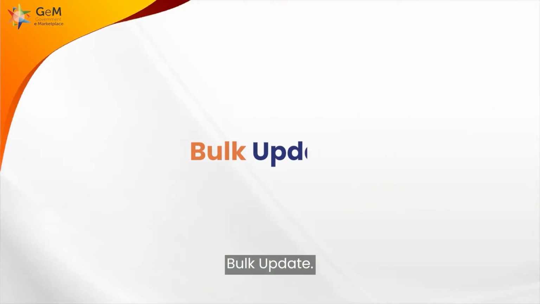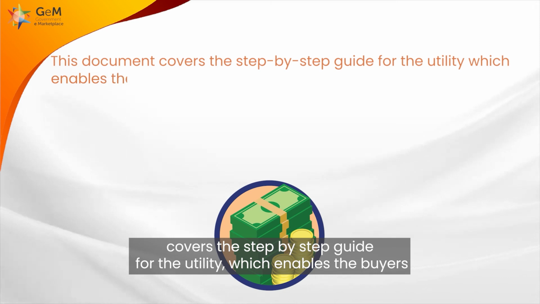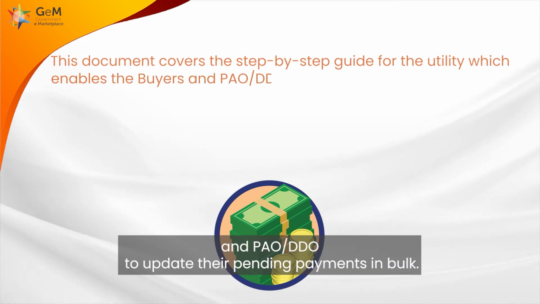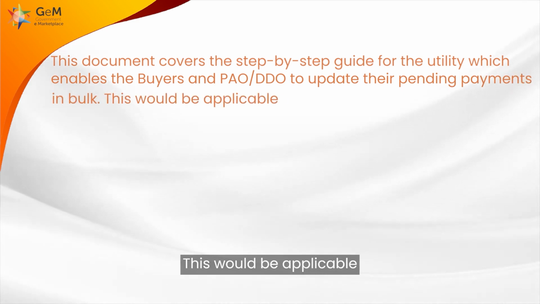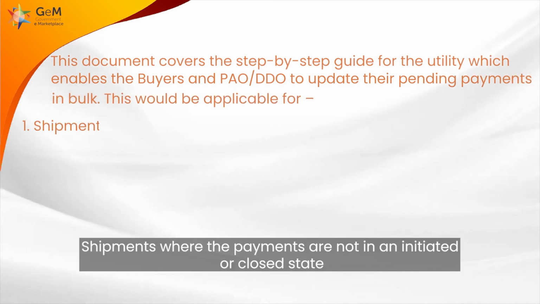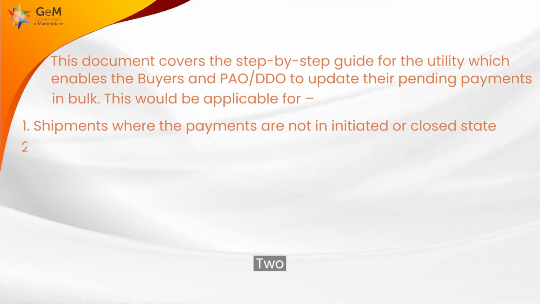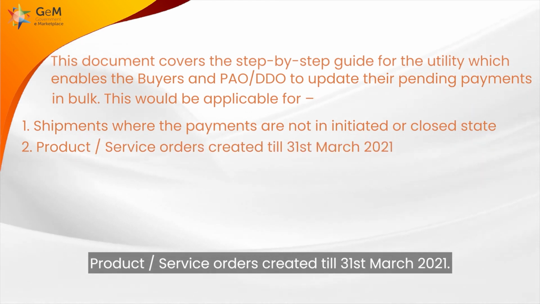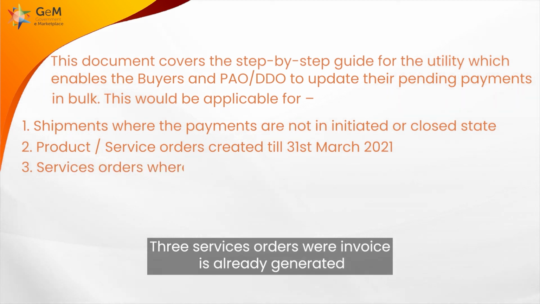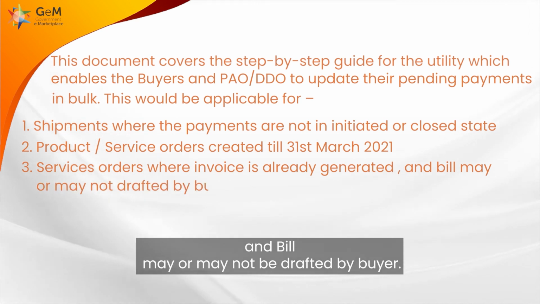Bulk Update. This document covers the step-by-step guide for the utility which enables the buyers and PAO or DDO to update their pending payments in bulk. This would be applicable for 1. Shipments where the payments are not in an initiated or closed state. 2. Product or service orders created till 31st March 2021. 3. Services orders where invoice is already generated and bill may or may not be drafted by buyer.